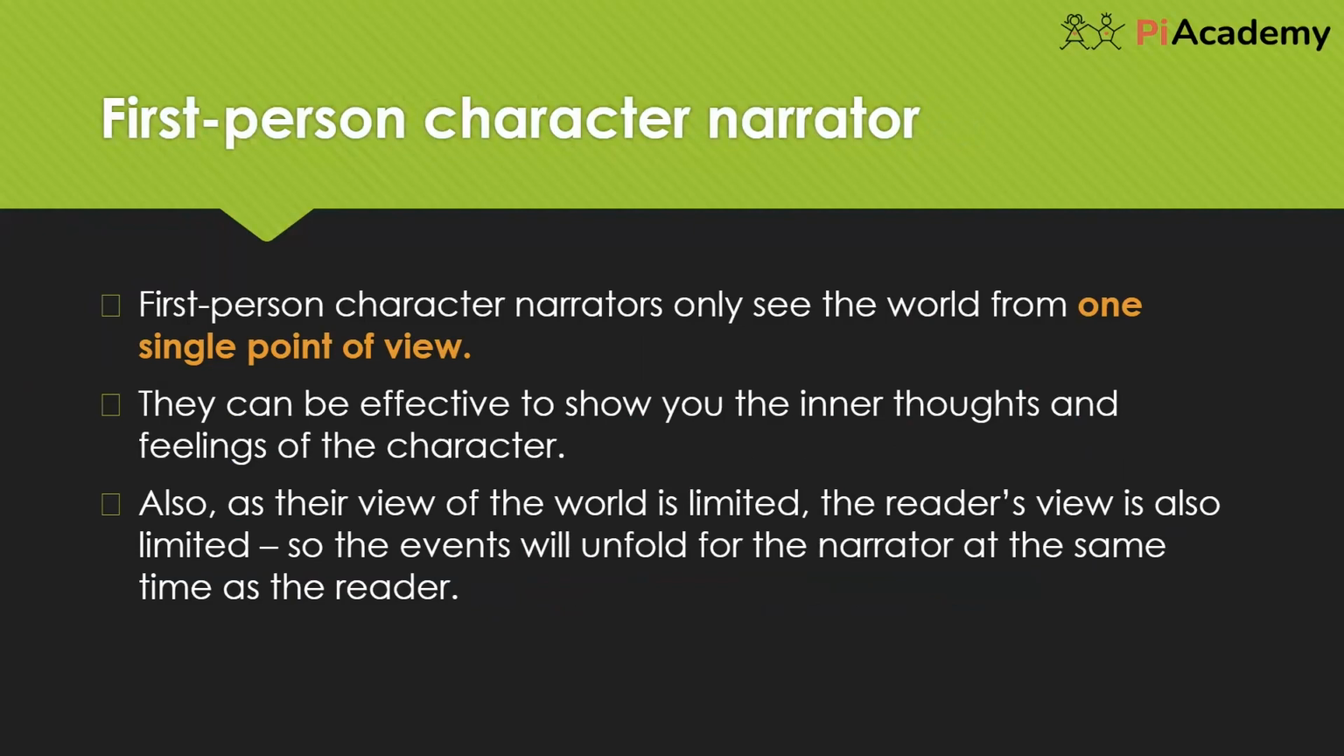Now, we'll talk a little bit about the first-person character narrator, and then we'll give you a little task to practice here. So the other type of narrator you can use is a first-person narrator. This is where you see the world from one single point of view. And you're obviously going to use pronouns like I and me. This can be effective because it allows you to show the inner thoughts and feelings of the character. Their view of the world is limited because you're only seeing the world through one person's perspective. And therefore, the reader will also have a limited point of view, because the events unfold at the exact same time for the narrator as for the reader.